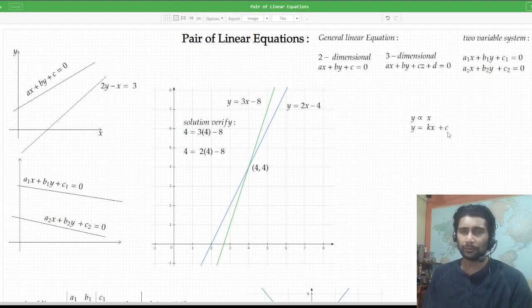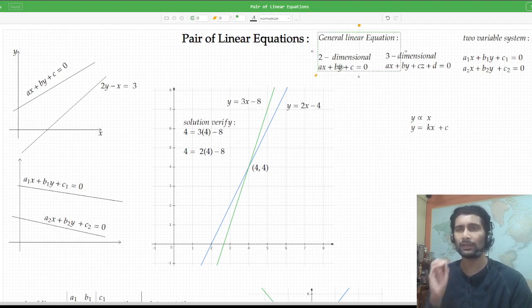Now this y is equal to kx plus c is actually an equation of a straight line. And we can generalize this in a two coordinate system by writing ax plus by plus c. This is the general equation of a linear equation for a two-dimensional system. And we can plot this on a Cartesian coordinate system by taking the values of x and taking the values of y and plotting it.